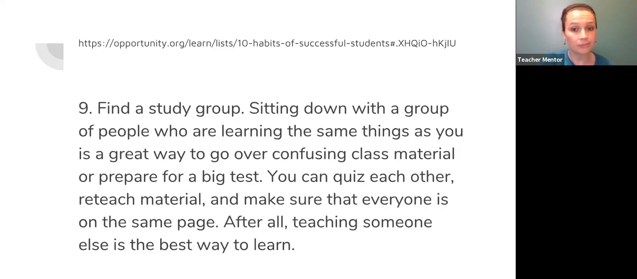Find a study group. Sitting down with a group of people who are learning the same things as you is a great way to go over confusing class material or prepare for a big test. You can quiz each other, reteach material, and make sure that everyone is on the same page. After all, teaching someone else is the best way to learn.